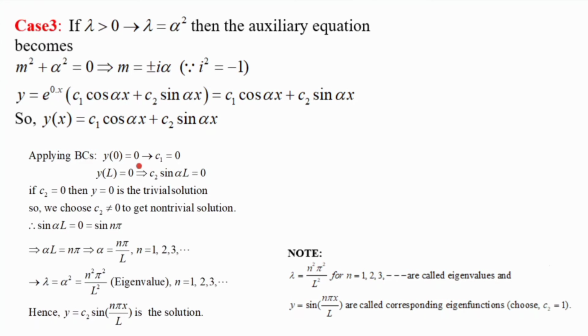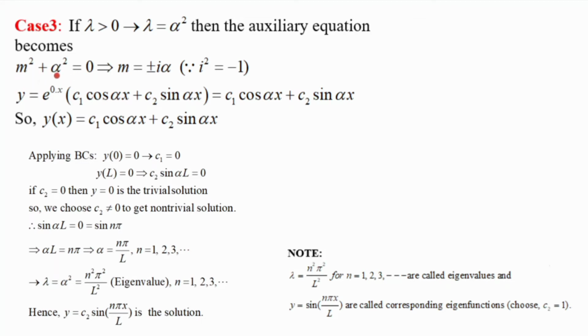So the case number 3, lambda is greater than 0. That means we consider lambda equals alpha square. We know that whether alpha is positive or negative, alpha square is always positive. So now we put lambda equal to alpha square in our given equation. Then the equation becomes y double prime plus alpha square y equal to 0. In this case, our auxiliary equation is m square plus alpha square.